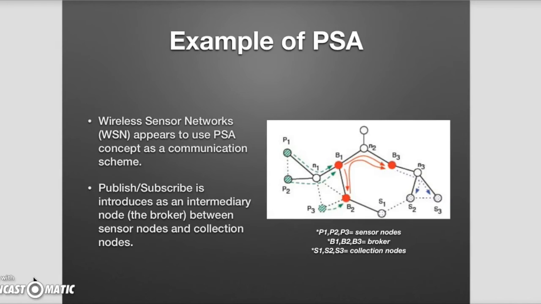And the next example would be the wireless sensor network. Apparently, it uses PCA as a communication scheme. So publish-subscribe in this case is introduced as the intermediary node, which is the broker, between the sensor nodes and the collection nodes. In this diagram, you can see that the P1, P2, P3 are the sensor nodes, and these are the brokers. And S1, 2, 3 are the collection nodes, which are the users who receive this information.